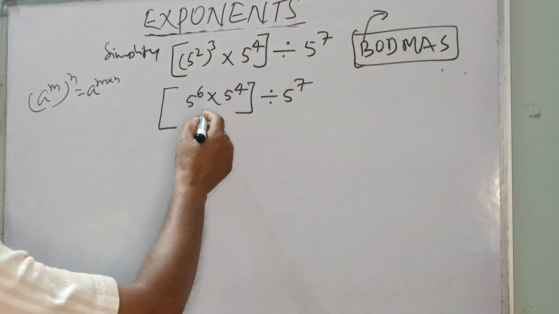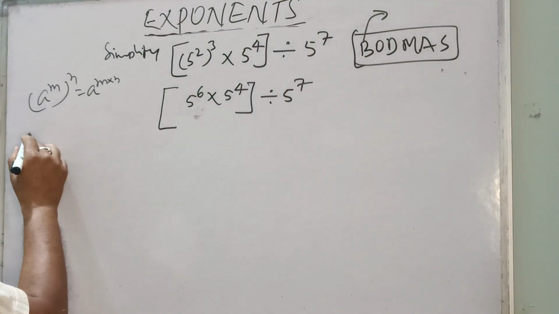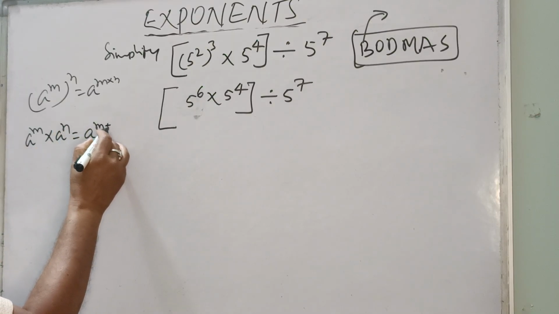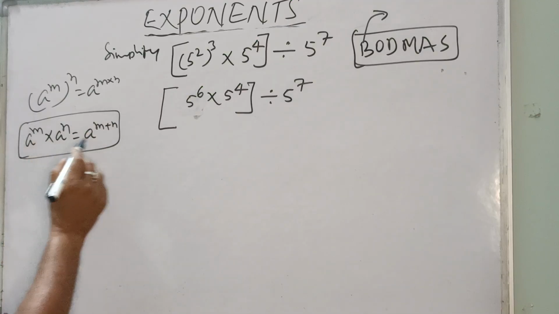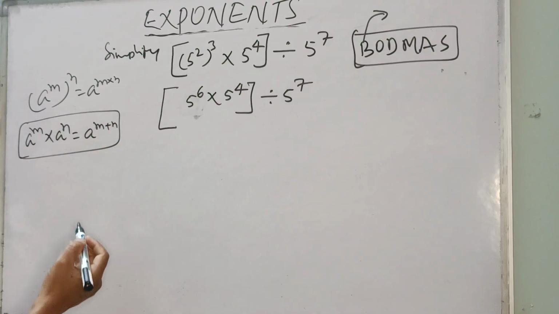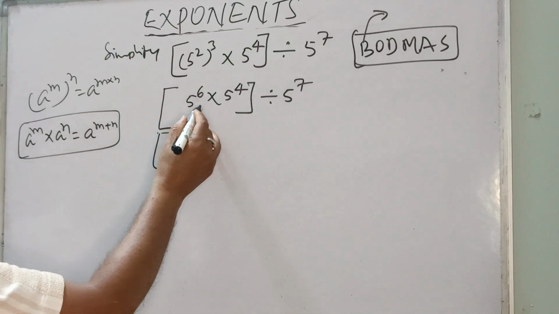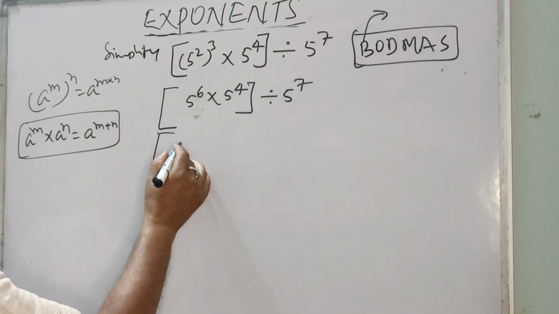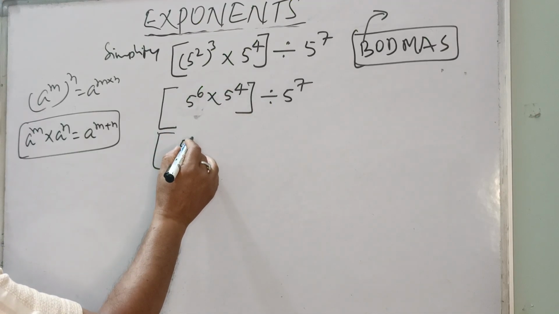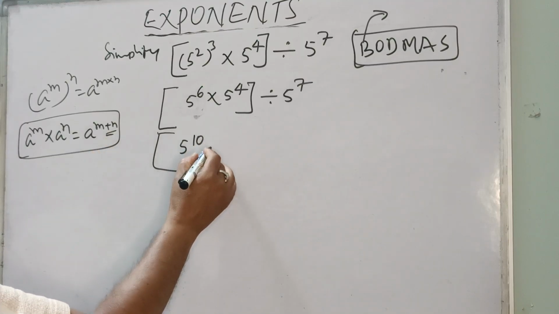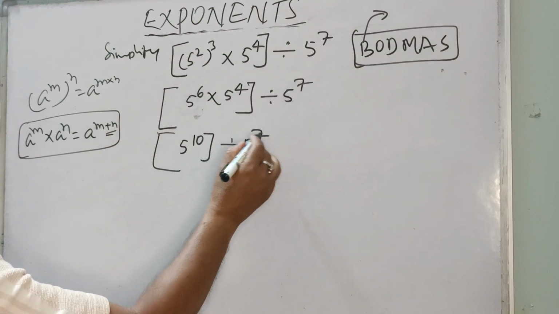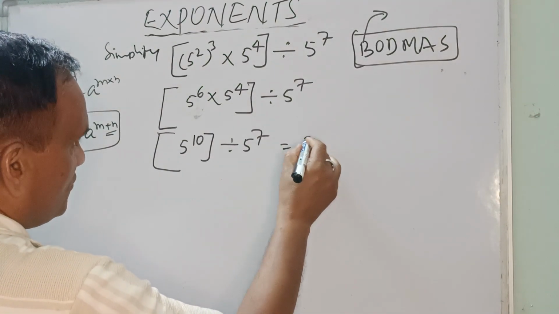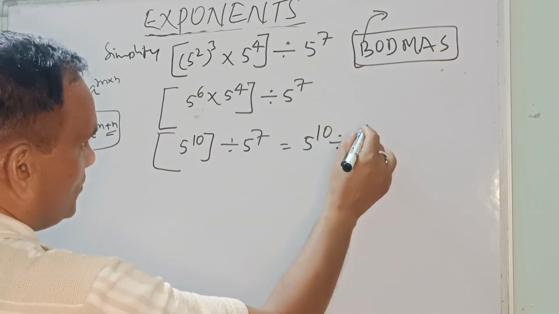Okay. Now 5 to the power 6, 5 to the power 4. Again, can you remember a to the power m and a to the power n? This is a to the power m plus n. Now this is the second step, we follow the same thing. Here it is 5 to the power 6 and 5 to the power 4. So the powers are added, 6 plus 4, that is 10, and divide by 5 to the power 7. Now again we'll keep it outside the bracket. So we can write 5 to the power 10 divided by 5 to the power 7.